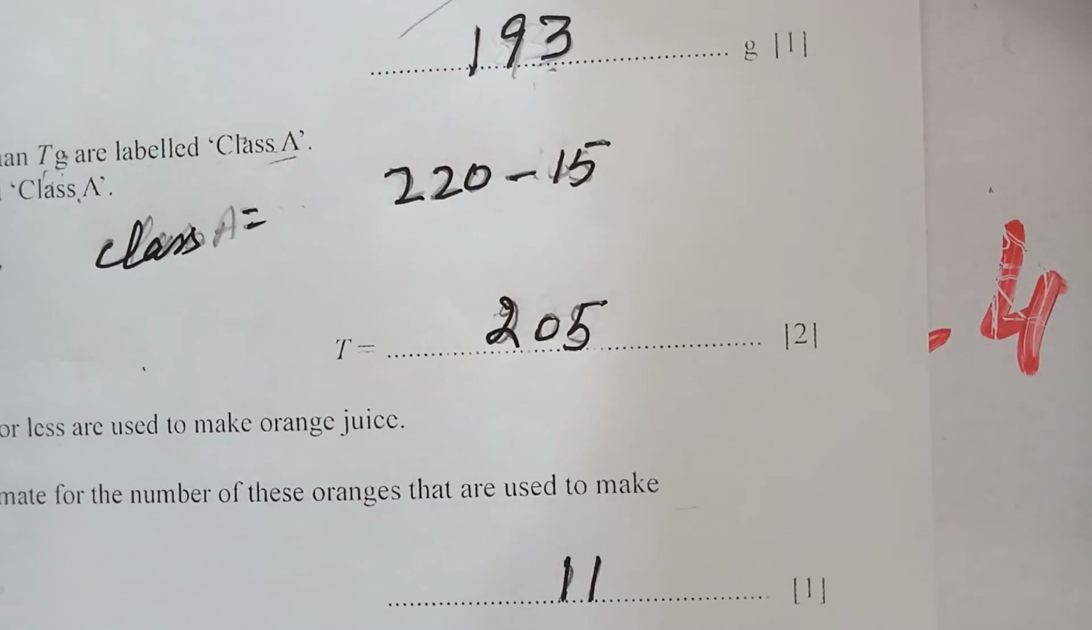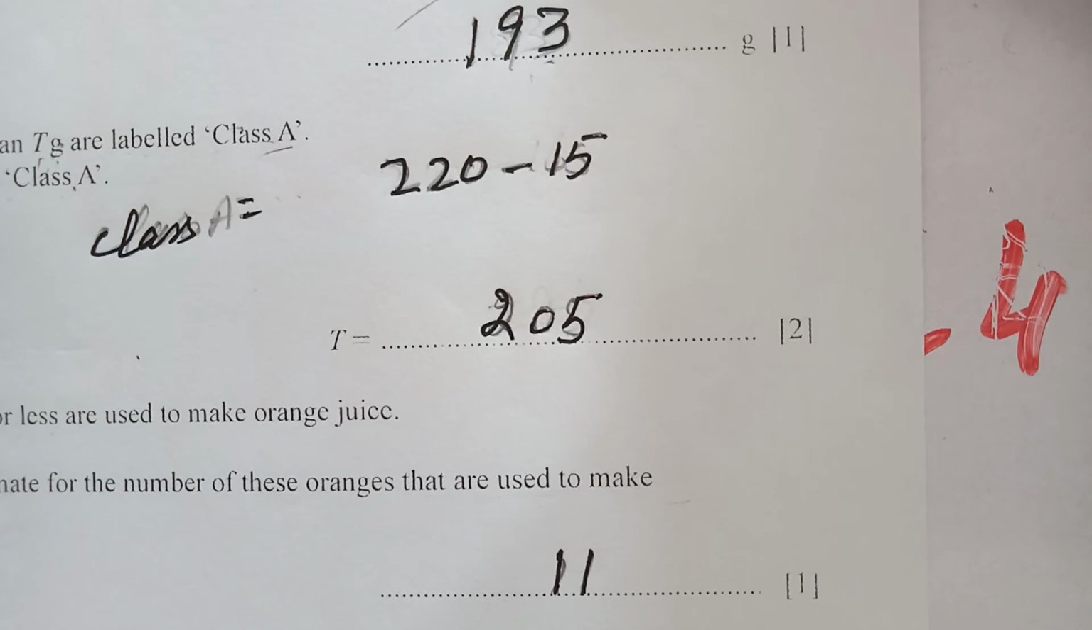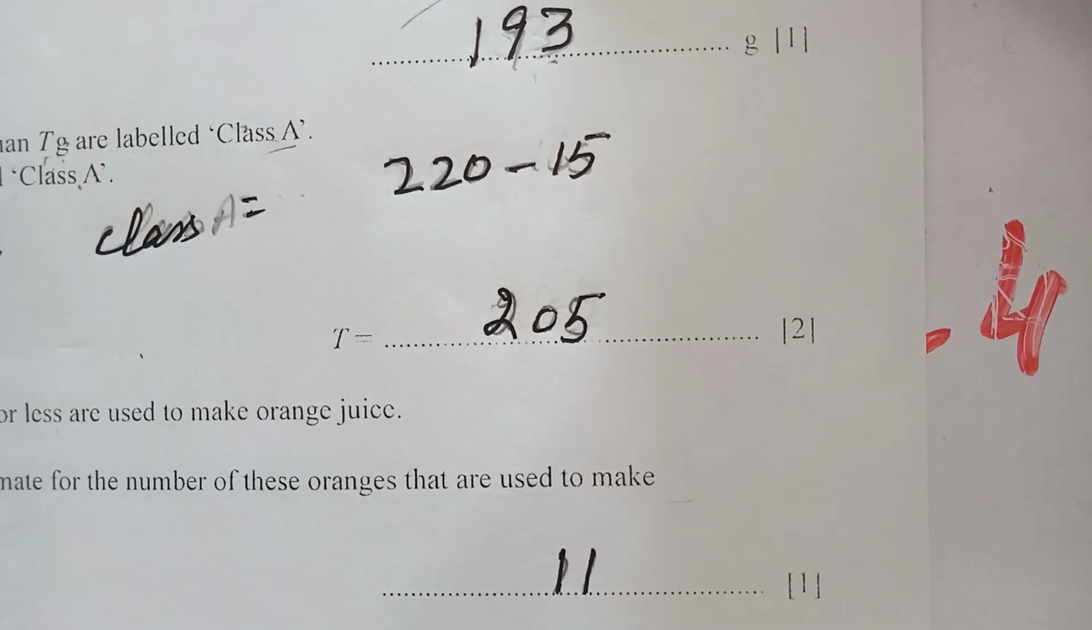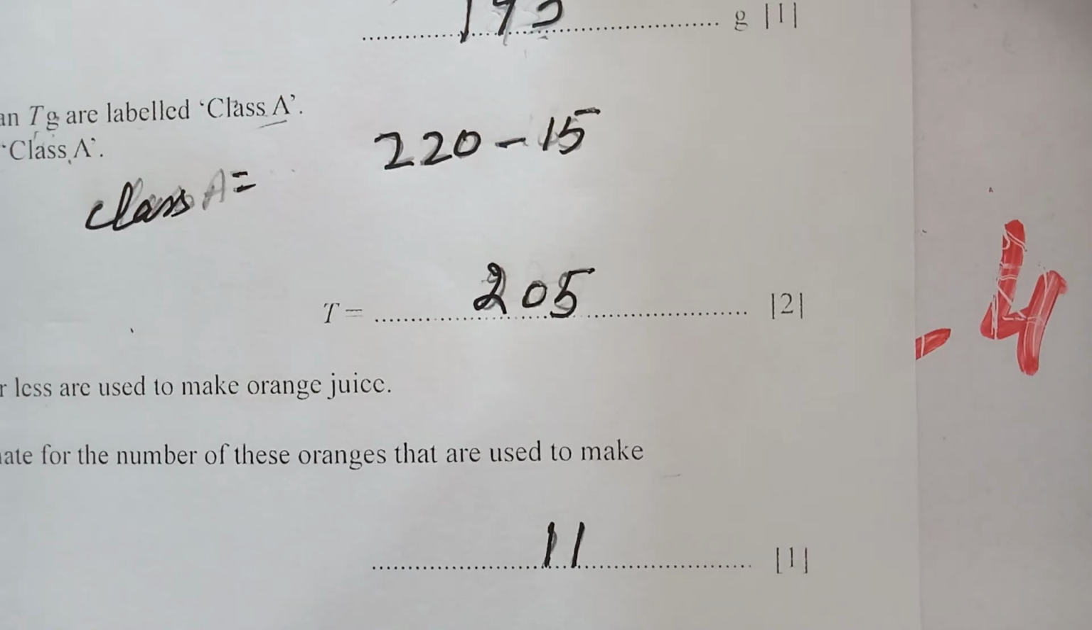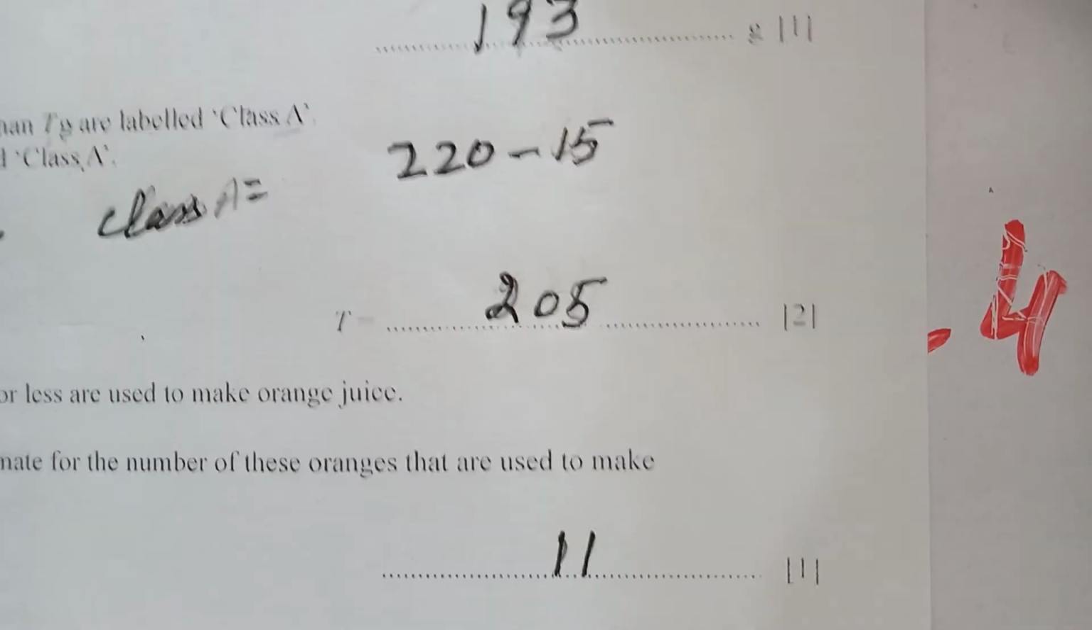Oranges with a mass of 178 or less are used to make orange juice. By reading from the graph, you can see at this part of the curve I have marked the dotted line on the curve, that is 11.